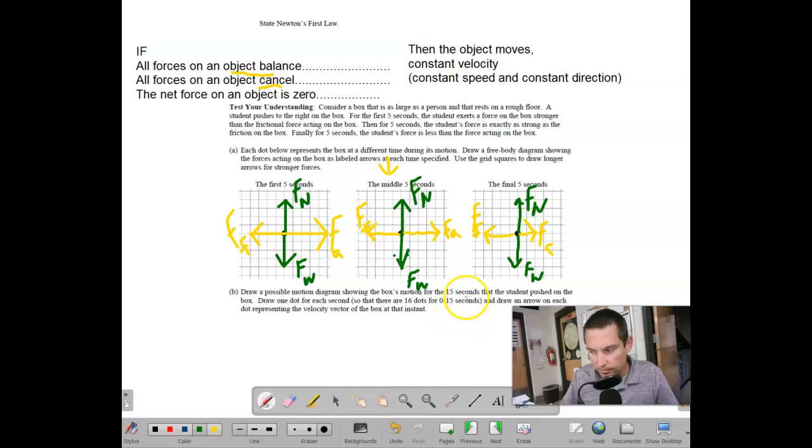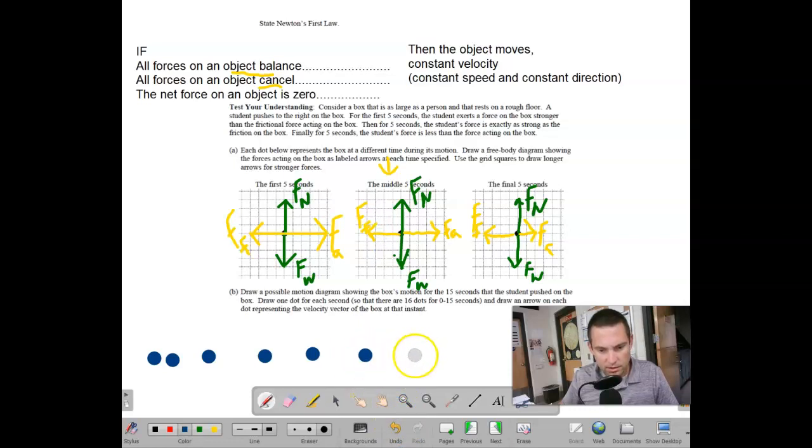Draw a possible motion diagram showing that the box motioned for the first 15 seconds, and draw a dot for each second. So we're going to go to blue, each second that goes by. What's happening in the first 5 seconds? It looks like we're speeding up. 2, 3, 4, 5, and then we are moving with a constant velocity.